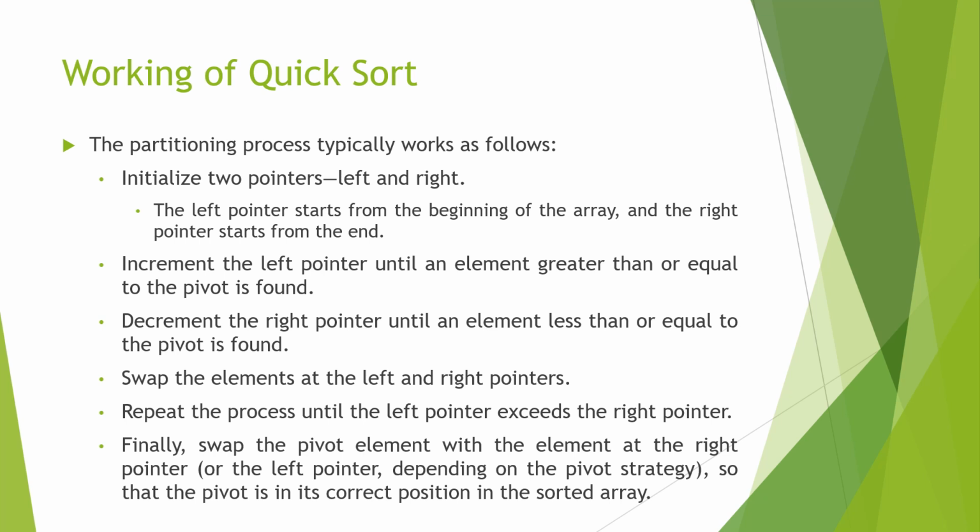In the next step, if left is less than or equal to right, then we swap the elements at the left pointer and the right pointer. This process should be repeated until the left pointer exceeds the right pointer. Finally, we swap the pivot element with the element at the right pointer or the left pointer, based on the pivot selection strategy. So finally, the pivot will be in its correct position in the sorted array.